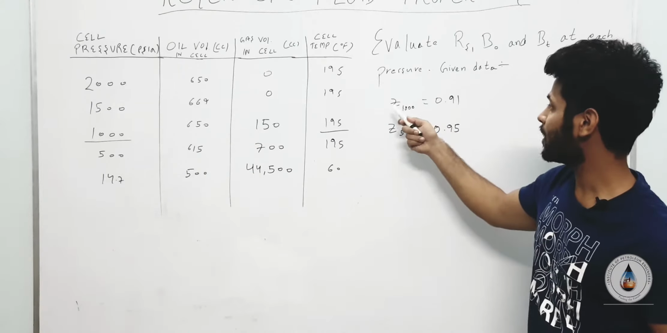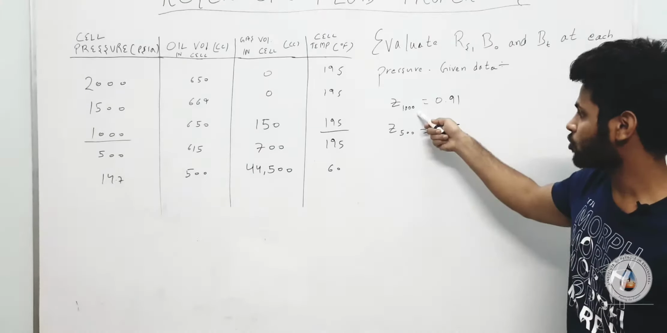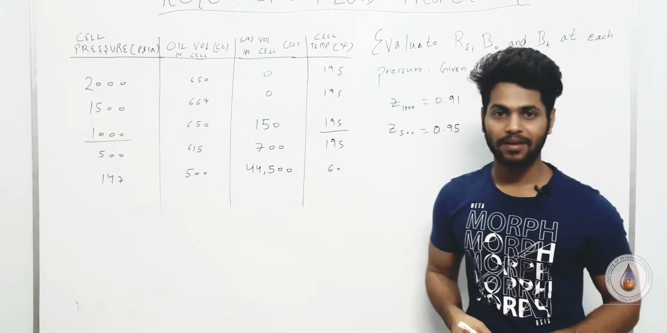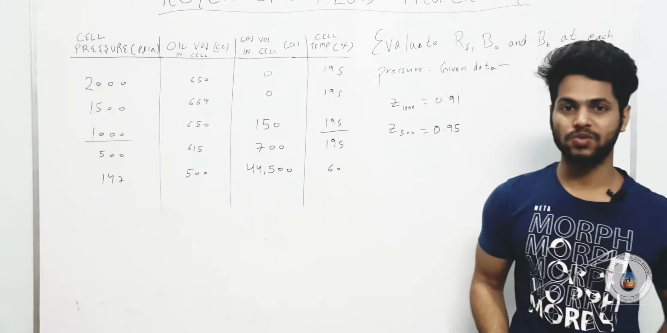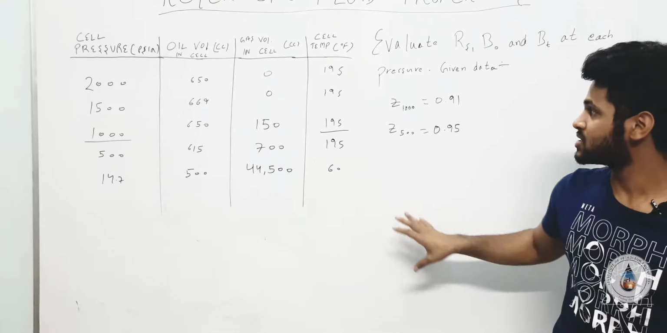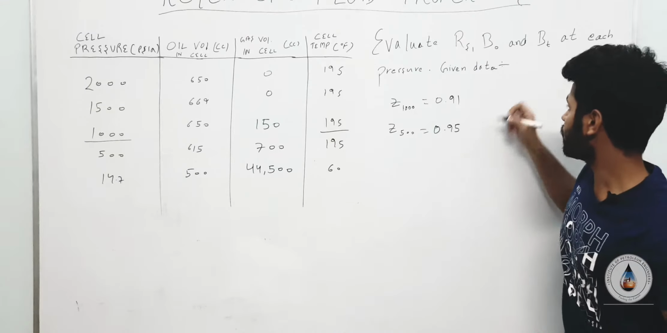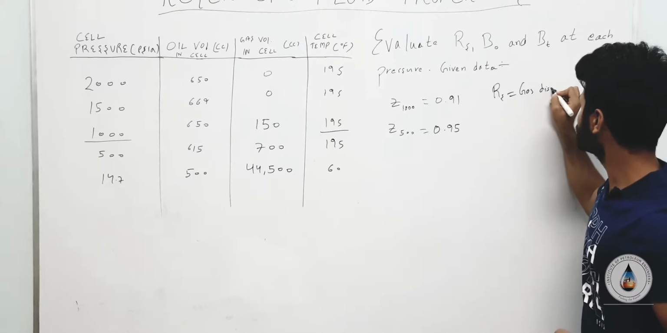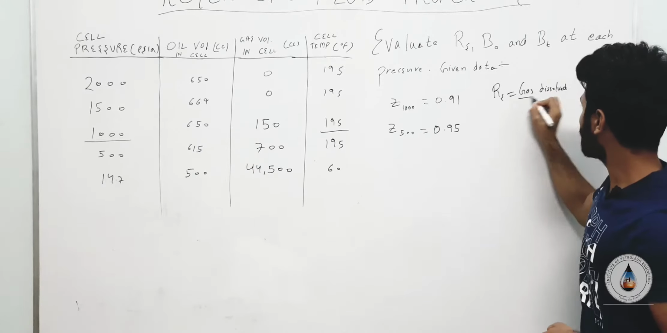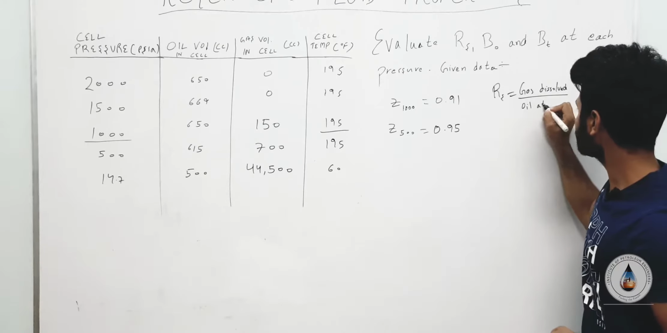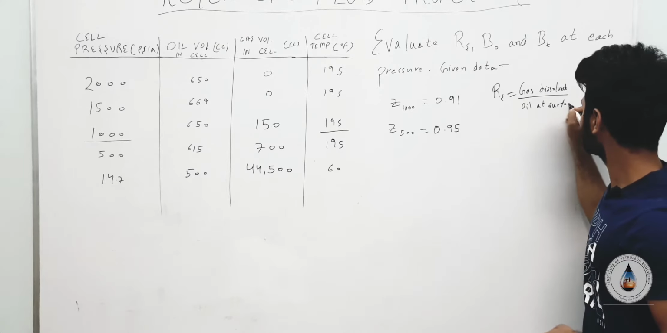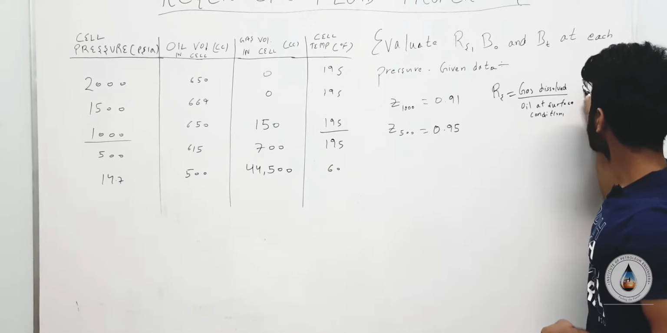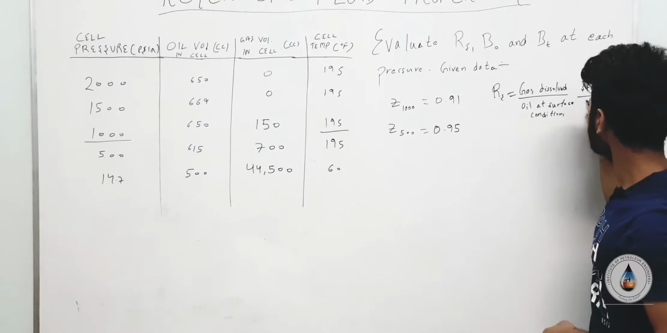Given data is that my gas deviation factor at 1000 psia and 500 psia is 0.91 and 0.95. So how are we going to approach this question? Well, first of all, we know that Rs is basically gas dissolved in solution upon my oil at surface conditions. Okay, so this was standard cubic feet upon stock tank barrel.